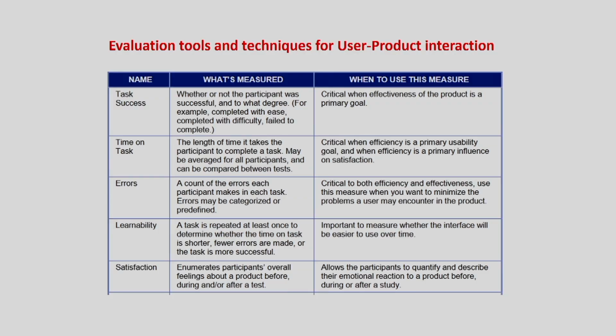That is a measure of learnability. And finally, the most important thing is satisfaction. Participants' overall feelings about a product before, during and after the test. Friends, one of the most important criteria of measuring satisfaction is that you can ask your users whether they are going to promote your product to their friend circle or somebody else. If they say yes, that means they are actually motivated by using your product, they really like your product.